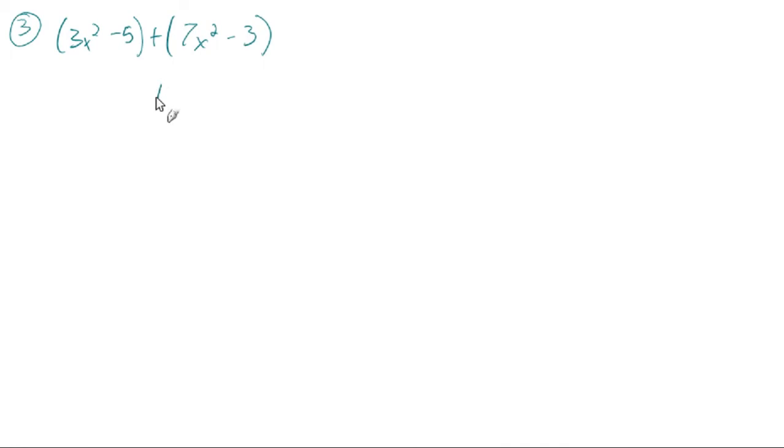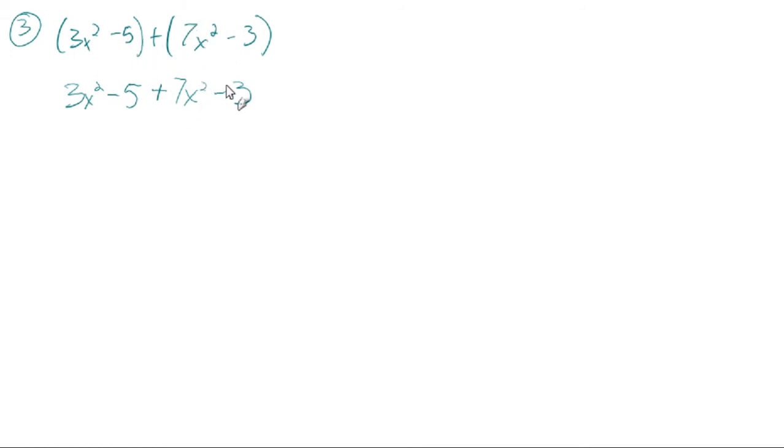So we want to add 7x squared, and we want to add a negative 3, which is the same as subtracting 3. And we want to add it to this parentheses, which by the same reasoning, is just 3x squared minus 5. There's nothing to do to the parentheses. There's nothing to distribute. There's nothing to divide by or anything. It just is a set of terms. So there's really nothing the parentheses are doing.